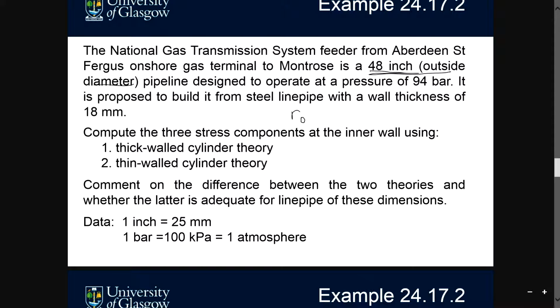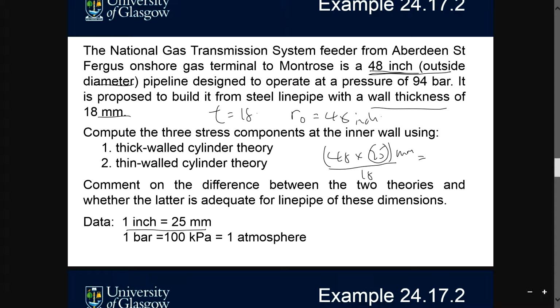So our outside diameter is about 48 inch. For inch to millimeter, the factor is 25, so 48 times 25 gives your millimeters. We have a wall thickness of 18 millimeter, so t equals 18. So 48 times 25, because it's the conversion from inch to millimeter, divided by 18.